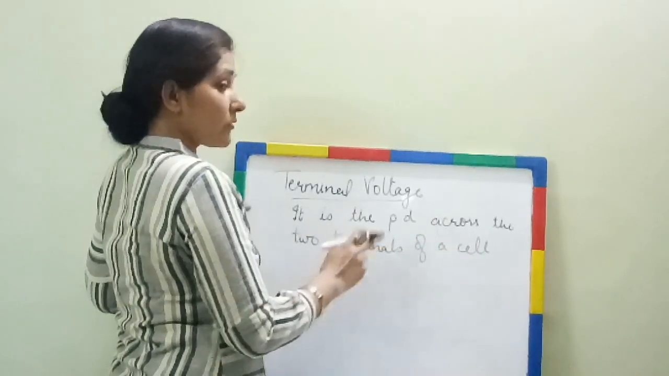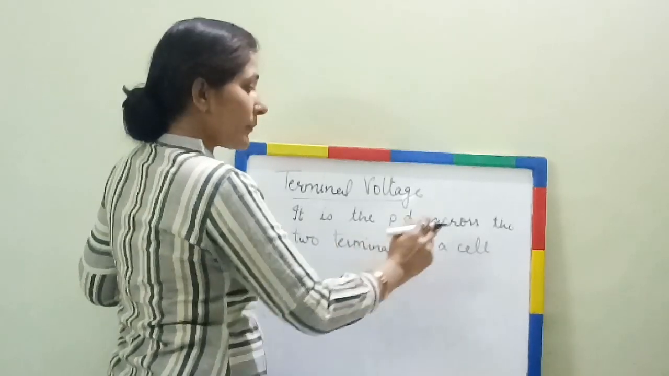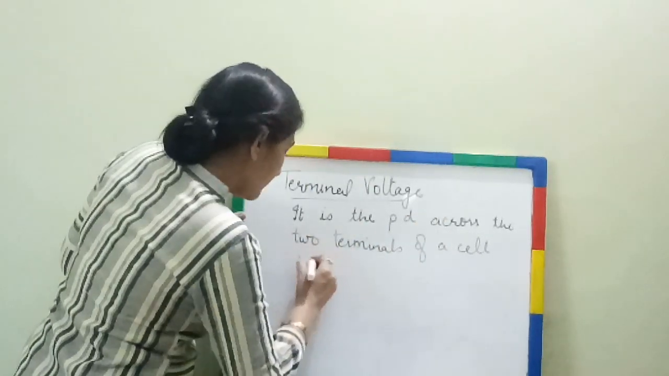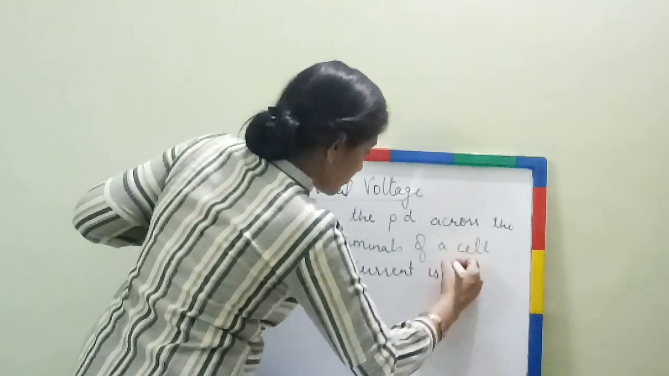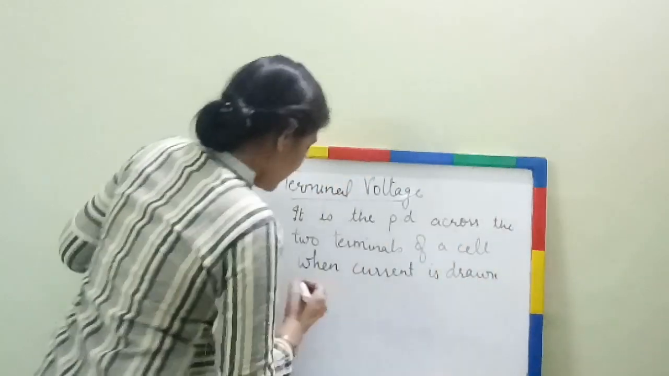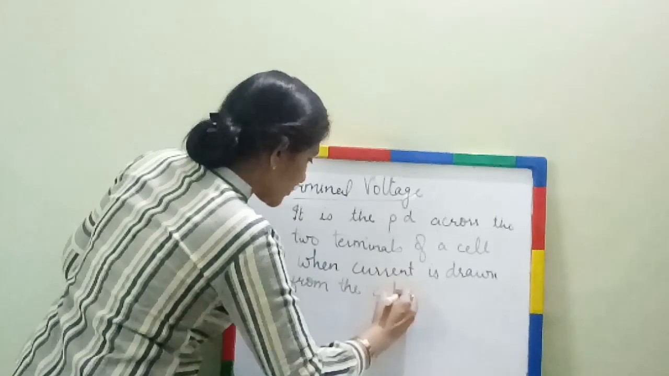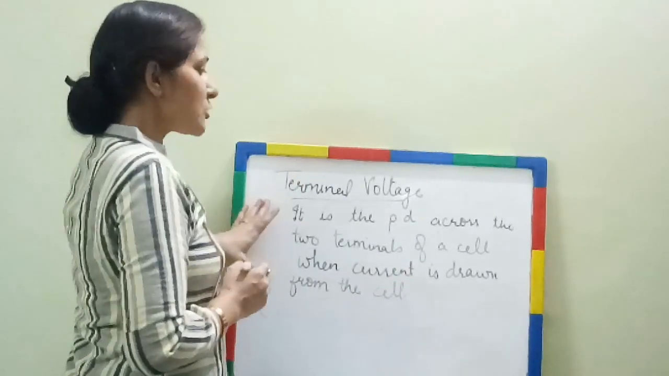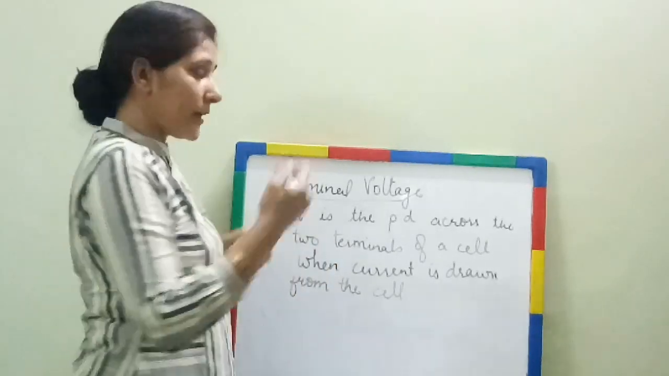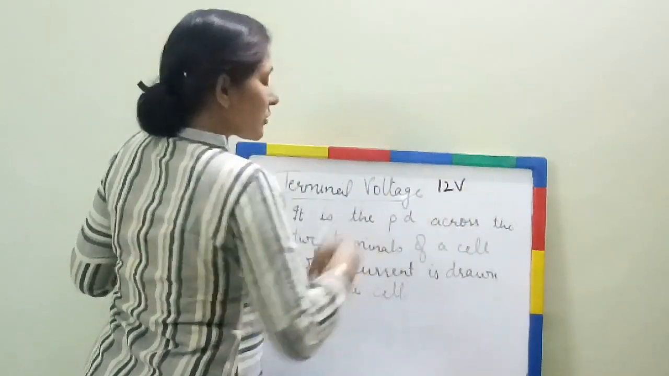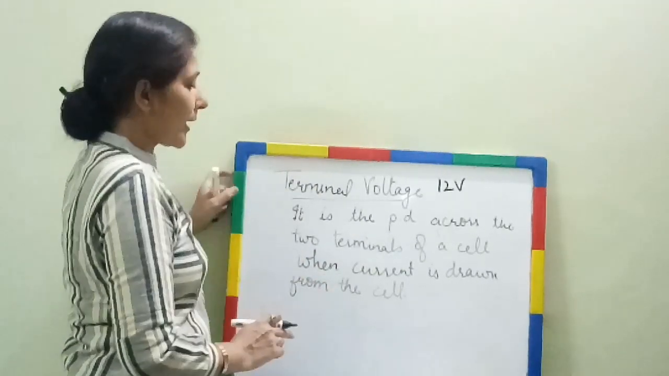We have not written two electrodes of the cell. In EMF, we have written two electrodes of the cell. Between the two terminals of the cell, when current is drawn from the cell. In this situation, the potential difference decreases from its EMF value. At EMF, if we say it was 12 volt, so now it decreases to 8, 6, 5, whatever value, any of the value it can be decreased.